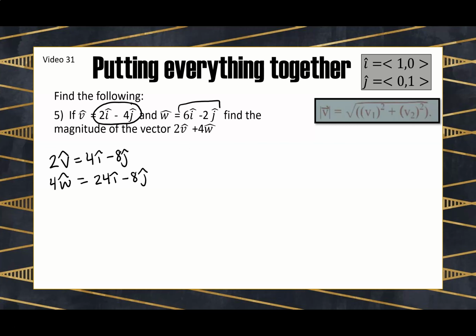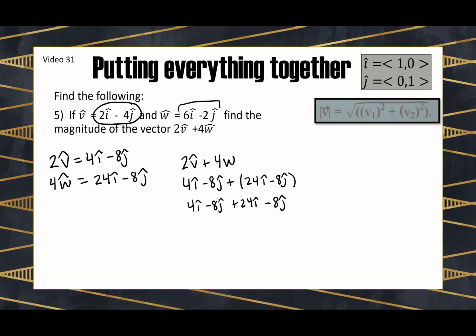So where was I at? Sorry. I'm adding my 2v plus my 4w. So that's going to be 4i minus 8j. And then I'm going to add, and if I had minus here, I'd have parentheses, and I'm going to include them here anyway, but you don't really need them. So it's 24i minus 8j. So now I've got 4i minus 8j plus 24i, and then this is going to be minus 8j.